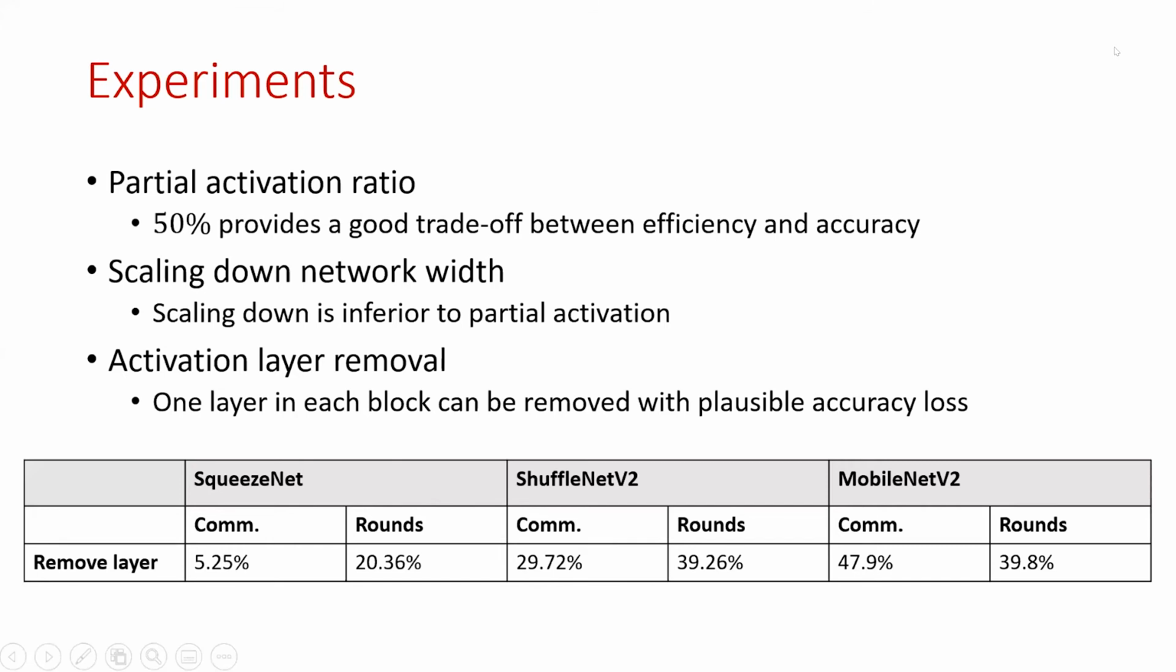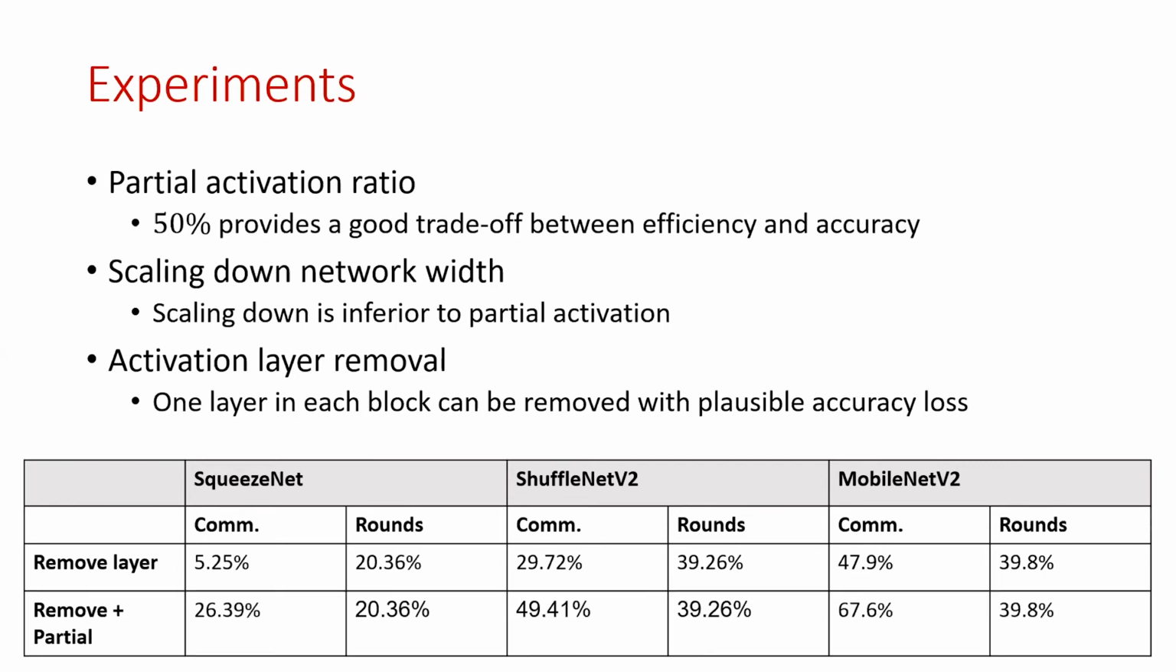For example, in the Mobilenet architecture, removing 1 activation layer from each block improved the communication complexity by 48% and the round complexity by 40%. By also replacing the remaining activation layer with a 50% partial activation layer, we were able to even further improve the communication complexity to 67% in the Mobilenet architecture.